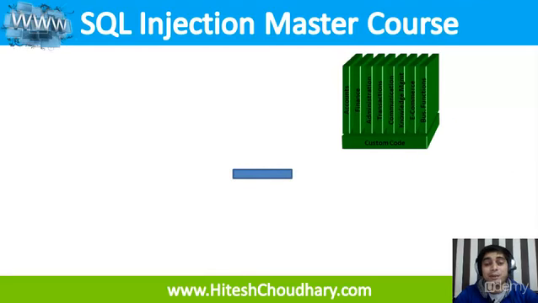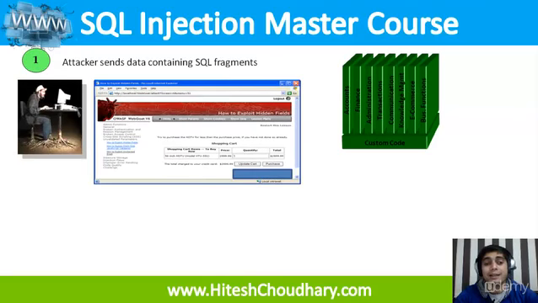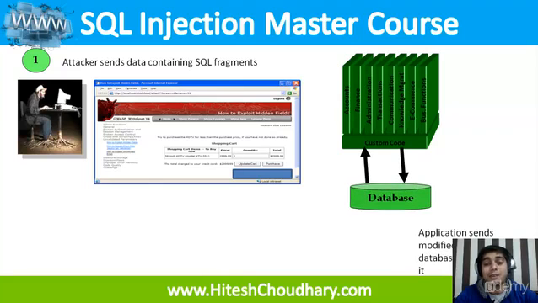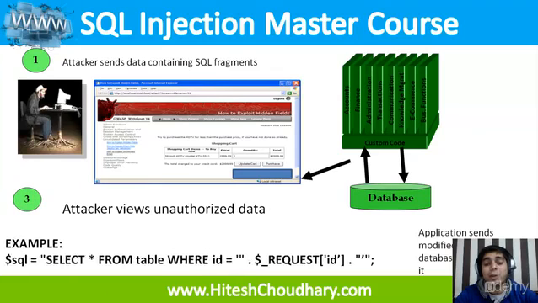First of all, we have a custom code, and whenever an attacker sends SQL fragments through the browser or any other means, the attacker sends custom SQL fragments that can run on your custom code. This custom code is tricked, and eventually the attacker sends a modified query to the database, and the results from the database are returned with, say, user IDs, passwords, or maybe table names. Finally, the attacker views the unauthorized data via these kinds of queries, like passing SELECT * FROM table name WHERE ID equals something.